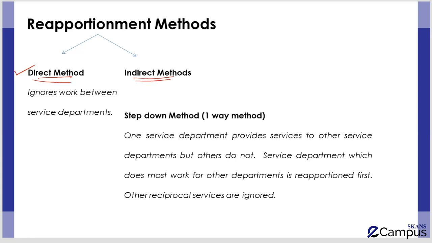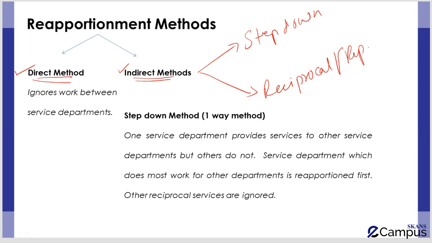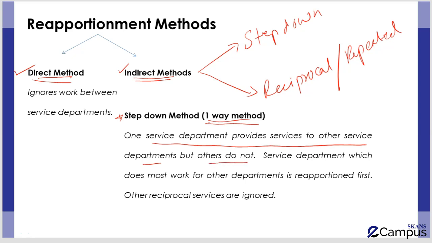The other method is the indirect method. The indirect method is further split into two methods: the step down method and the reciprocal or repeated method. In the step down method, which is also called the one-way method, one service department provides services to the other service department, but the other does not. The service department which provides service to the other department is reapportioned first.